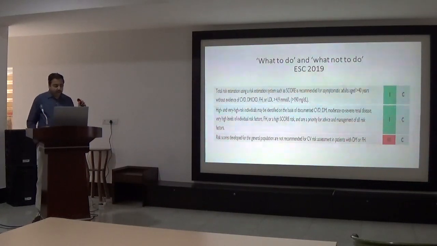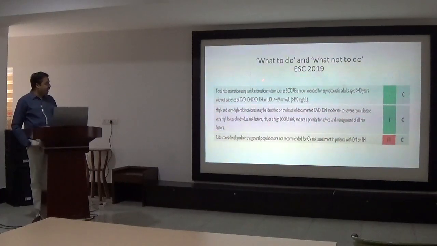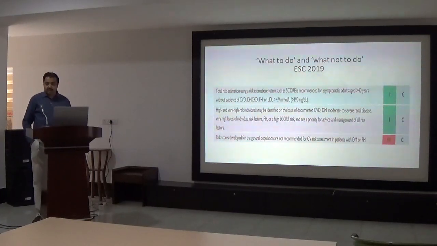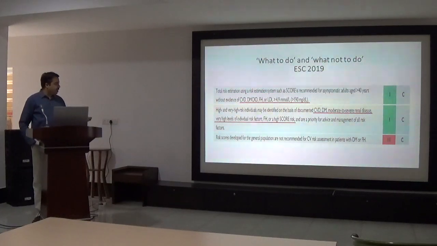So what to do and what not to do, this is given by ESC 2019. Total risk estimation should be done in patients aged more than 40 years without evidence of cardiovascular disease, diabetes, CKD, familial hypercholesterolemia or LDL more than 190, in patients with cardiovascular disease.